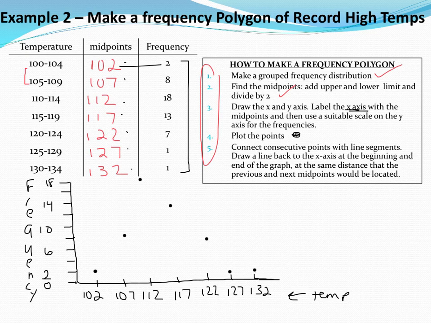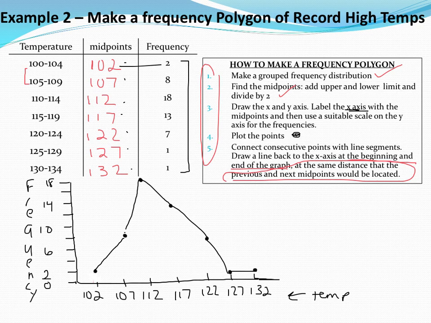And now what I'm going to do is connect those with line segments. So from here to here, from here to here, from here to here, all the way. And then don't forget, at the very end, at the beginning and end of the graph, you need to make sure you're connecting it the same distance. So don't go straight down. That's not what you're going to want to do.